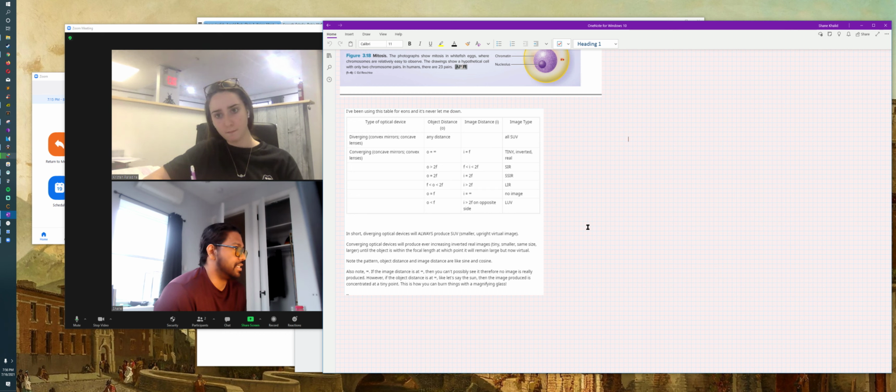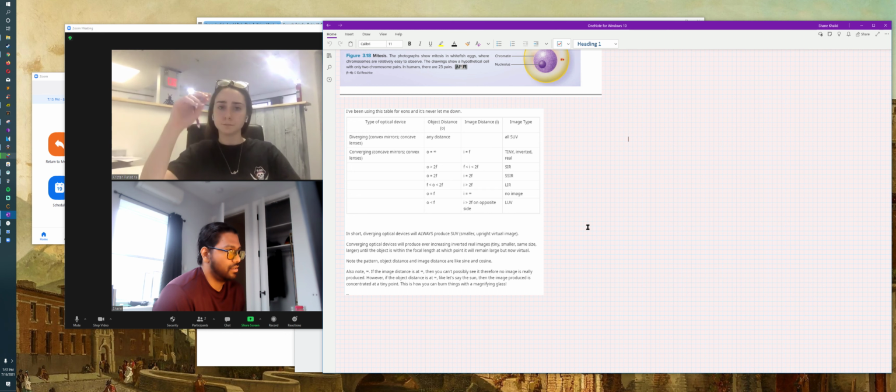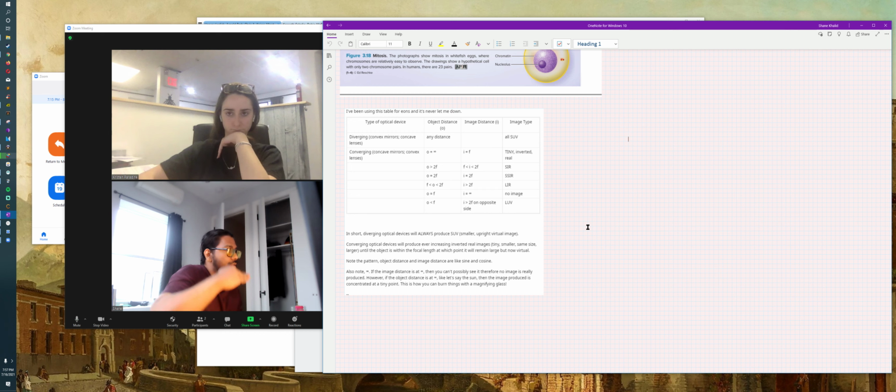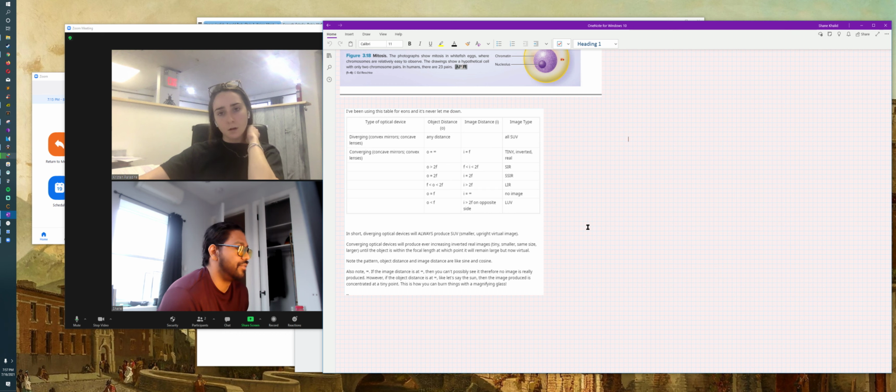So when the object distance is infinity, it's going to produce a tiny inverted real image. Virtual images will always be upright. Real images will always be inverted. Yeah, I remember that. Then as we move the object closer, it starts getting larger in size. If the object distance is greater than twice the focal length, it's going to produce a small inverted real image.